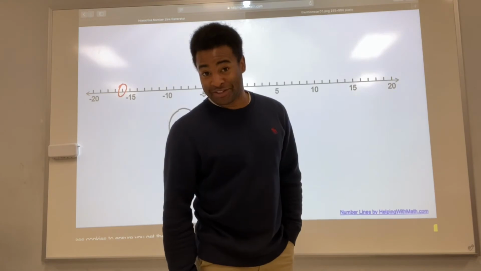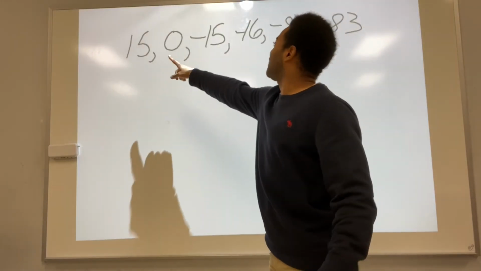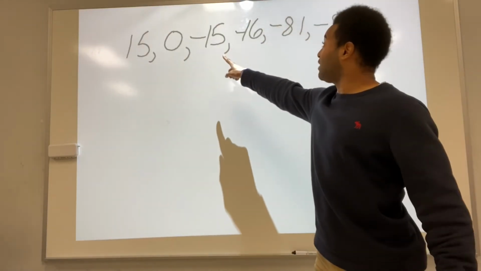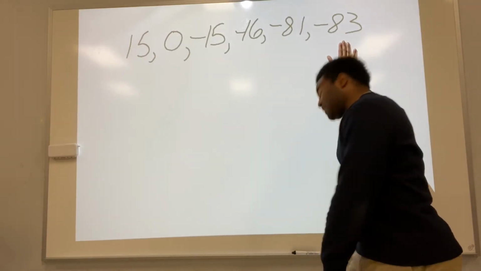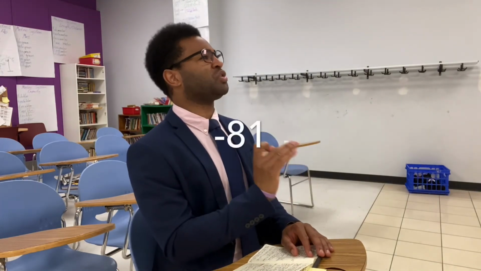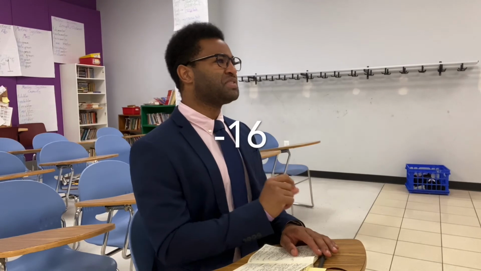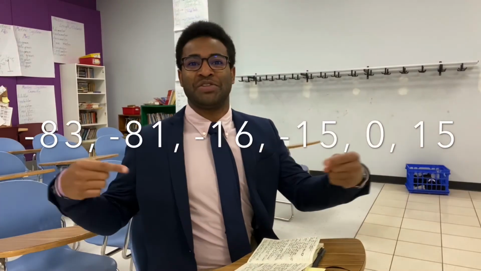So out of all of these numbers, which is the largest and which is the smallest? You mean greatest to least or least to greatest? Yeah, man. Well, that would be like this. So we have 50, 15, 0, negative 15, negative 16, negative 81, and negative 83 because it is the smallest. Then least to greatest would be negative 83, negative 81, negative 16, negative 15, 0, and positive 50. See, it's there, right on the screen.